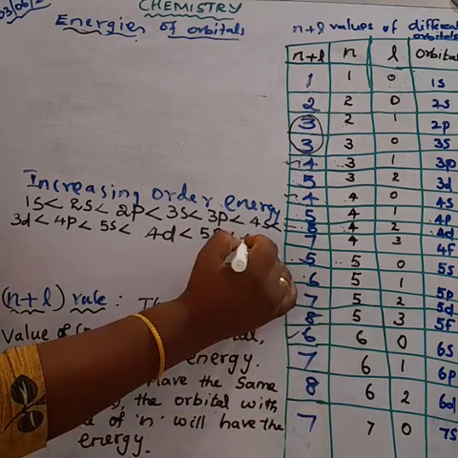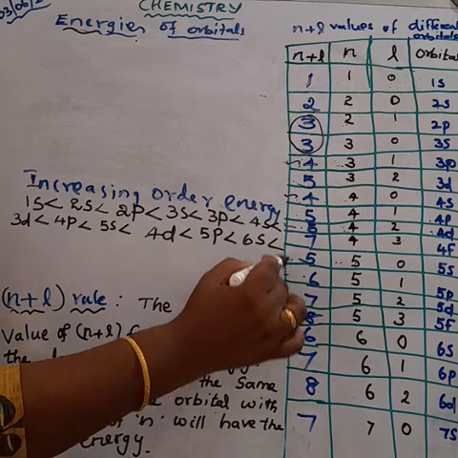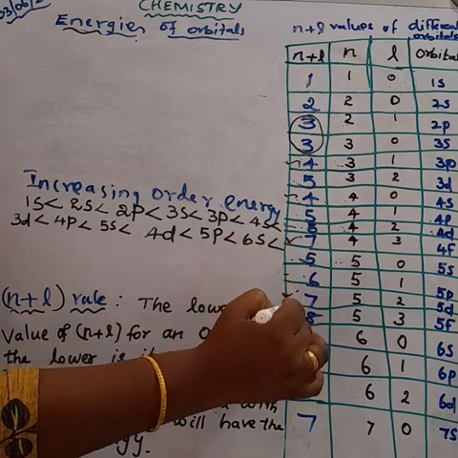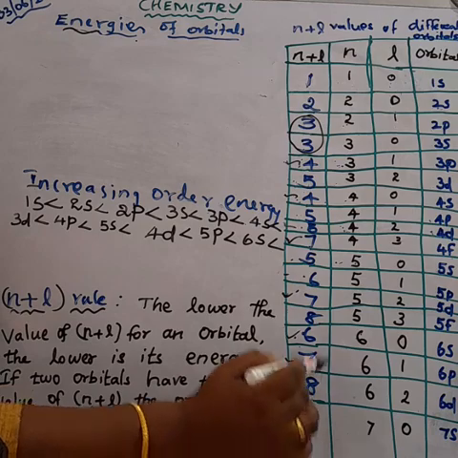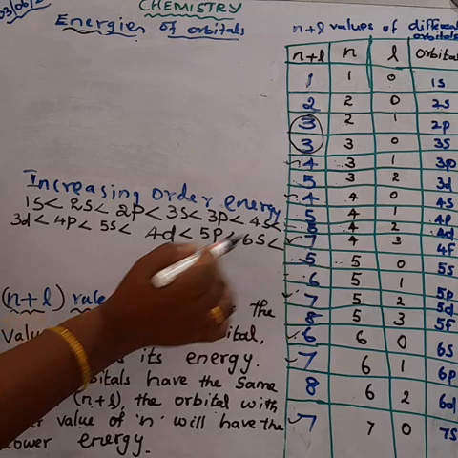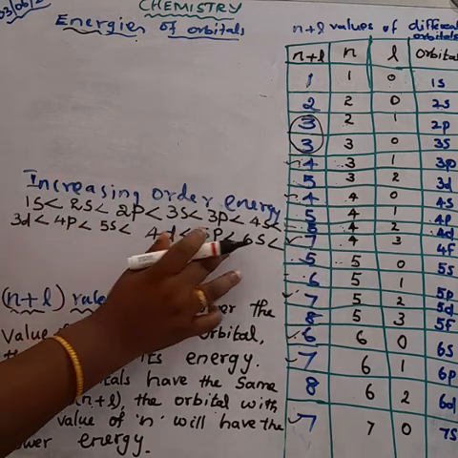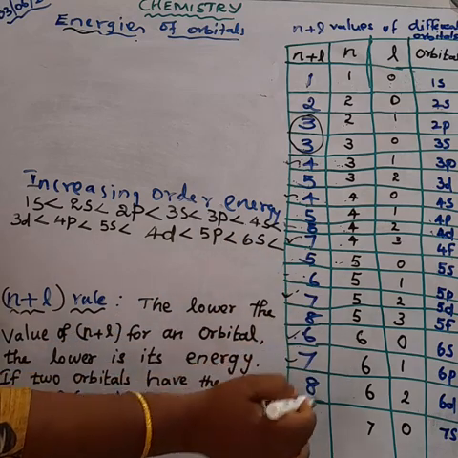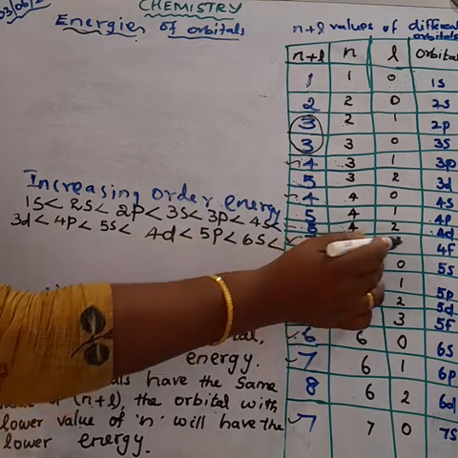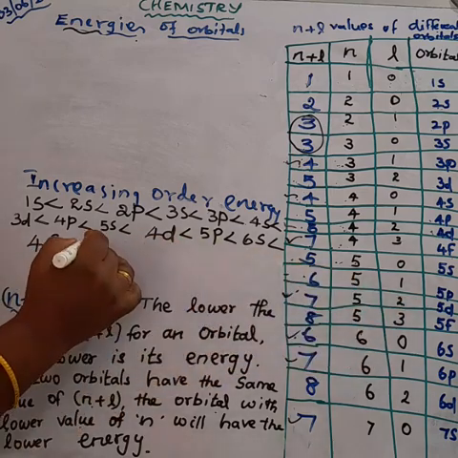and after that, which one is the lower n plus l value? 7 is the lowest n plus l value. Totally how many have the value 7? Here 1, here 1, here 1, here 1. Totally 4 have the value 7. So we can take the lower n value. Here 4 is the lower n value, here 5, here 6, here 7. So we can take the first 4. So we can write 4f, less than 5d, less than 6p, and less than 7s.